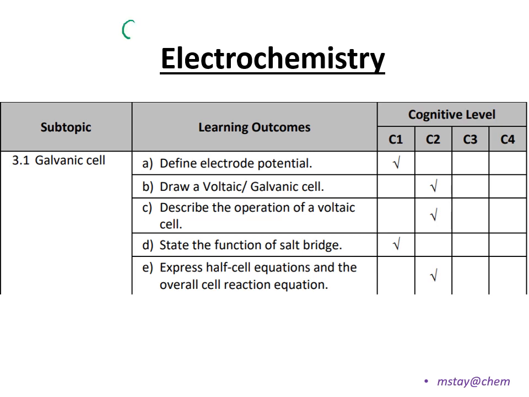Hi, welcome back. In this video, we're going to start with chapter 3, electrochemistry. So as usual, we start with 3.1. However, in this video, we will only cover a few of the learning objectives. Basically, we will focus on drawing the galvanic cell, describing the operation of the voltaic cell, and also the function of the salt bridge.